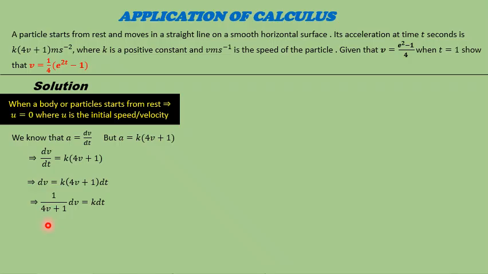Now I can integrate both sides. Taking the integral of both sides, I have the integral of 1 divided by 4v + 1 dv equals the integral of k dt. These are our initial conditions given to us. Here was actually supposed to be v, not u. Here was supposed to be v. Let me correct it.